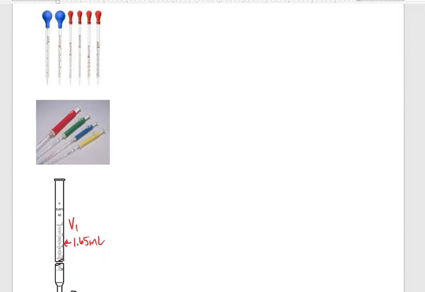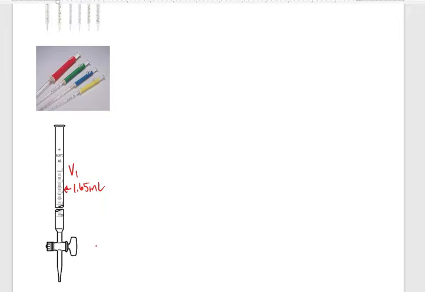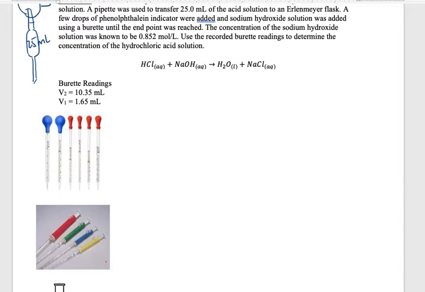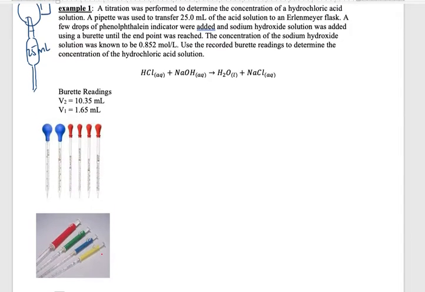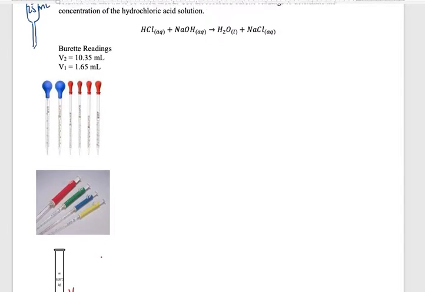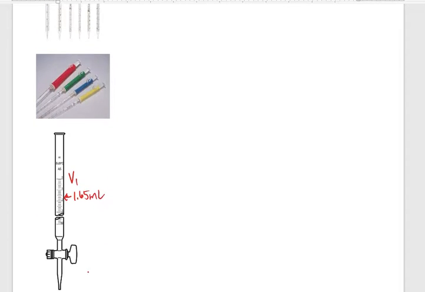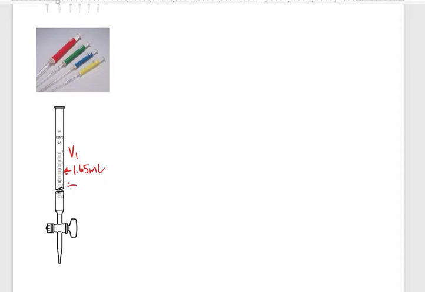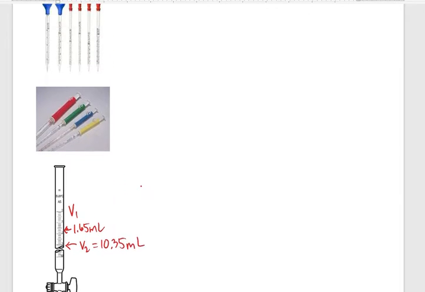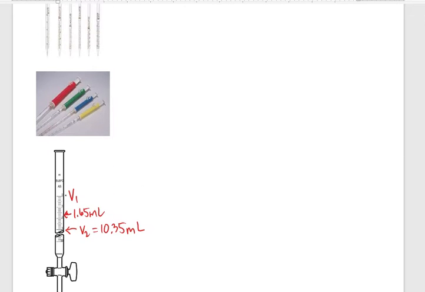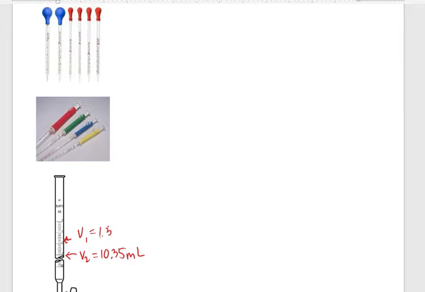Then you're going to open the valve and dump the base in. At some point, you're going to hit the end point, and the measurement just before the end point is the 10.35. So let's say it's down here somewhere. That's your V2. Okay, so there's your V1, there's your V2. Okay, so that's where these numbers are coming from.